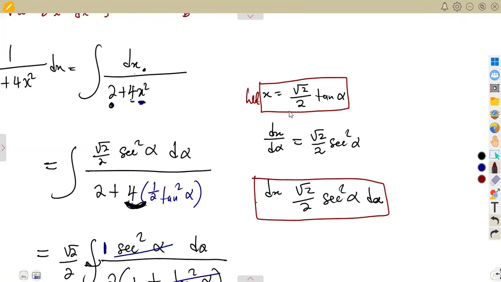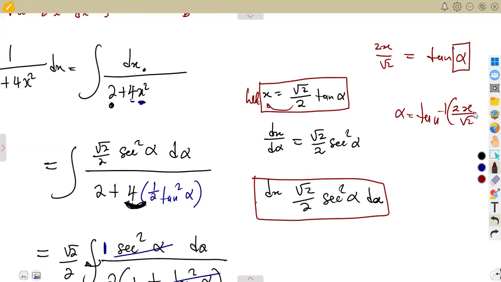Okay? So what is going to be our alpha? I talked about this. We're going to multiply this side. That will be 2x. You divide by the square root. This is equal to tan alpha. So make alpha the subject. It means alpha is equal to arctan. Remember, alpha is the angle. So to find the angle, it is arctan of what you're given there, 2x over the square root of 2, I mean.